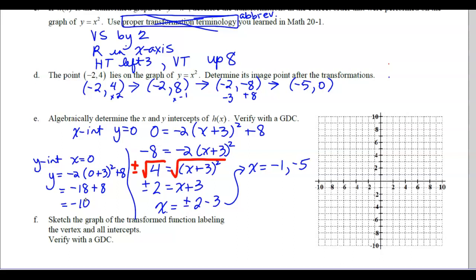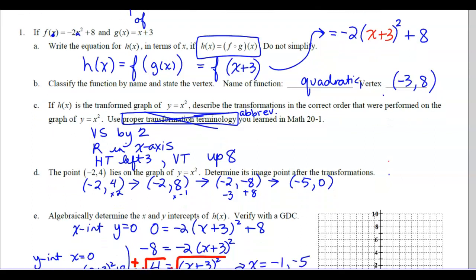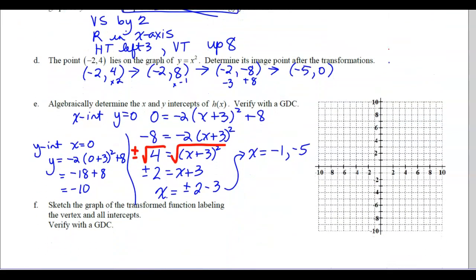Okay, so sketch the graph, labeling the vertex and all intercepts. We have a lot of information there. We also have the vertex form of it, right? So we know the vertex is -3, 8. We know the stretch factor is 2 and it's opening down. So over 1 down 2, same on both sides, or over 2 down 8. And that confirms with these, your x-intercepts. And your y-intercept is -10.